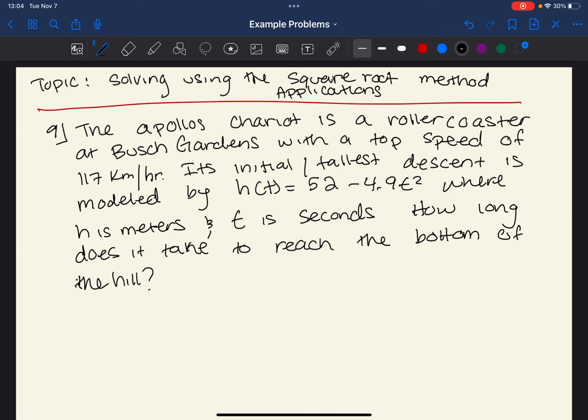So the example states, the Apollo's Chariot is a roller coaster at Busch Gardens with a top speed of 117 kilometers per hour. Its initial/tallest descent is modeled by the following equation, where h is in meters and t is in seconds. How long does it take to reach the bottom of the hill?